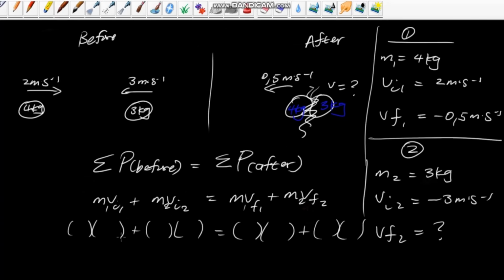Sesenza nje i-substitution. Imass 1 ubani sengiyothatha lapha kwi-data yami engiyicollecte kudala, imass of 4 kg m1 ngifaka u4. V initial of 1 positive 2. M2 ubani positive 3. Vi of 2 ubani negative 3. M1 ubani u4. Vf of 1 ubani negative 0.5. M of 2 ubani u3. Vf of 2 sifuna yena.